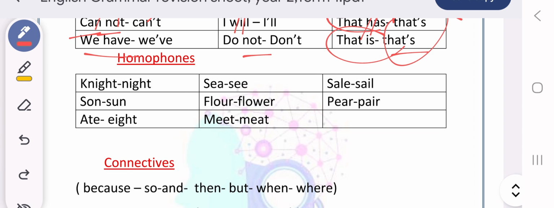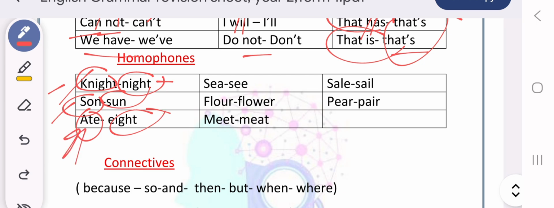Homophones are words with the same sound. Phone means sound. But the spelling is different and also the meaning is different. Like night, night, K is silent. The first one, night, means a knight, a warrior. The second one, night, the time. Son, sun, my son and the sun. Eight, ate, eat in the past and this number eight. Flower, flour, flour for baking and a flower. Meet, meat, sail, sale, pair, pear. So they are homophones, but they have different meanings and different spellings.